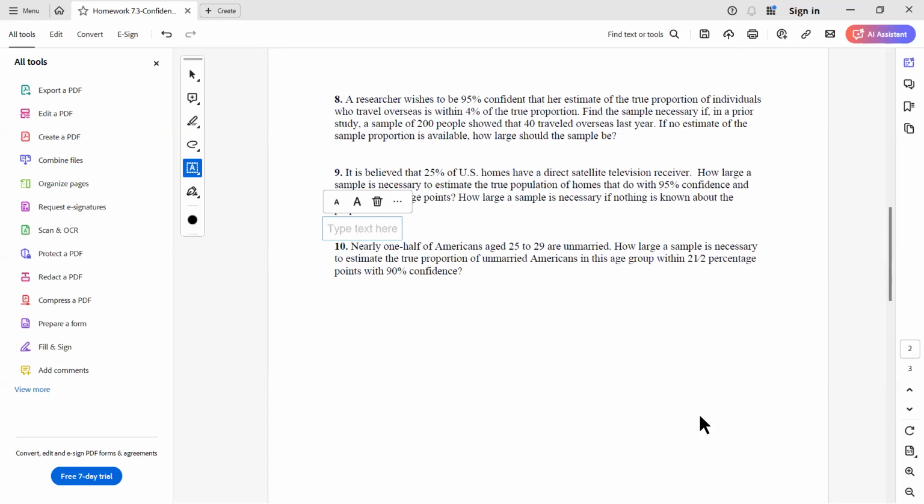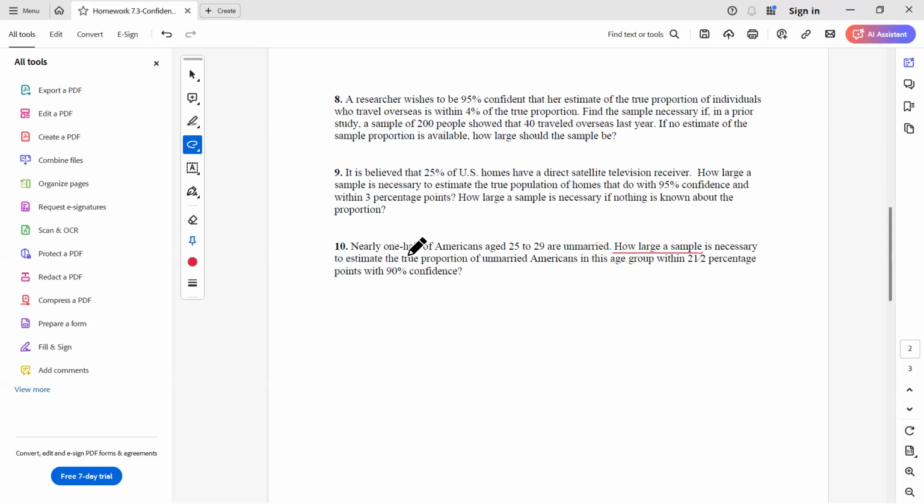It is believed. Okay, so this is what we believe now. Okay, so this is my estimate. It is believed that 25% of US homes have a direct satellite television receiver. How large a sample, and this is how I know that I'm not doing a confidence interval, okay? Because it doesn't say find a confidence interval. It says how large a sample. This is sample size. What is the sample size necessary to estimate the true proportion?